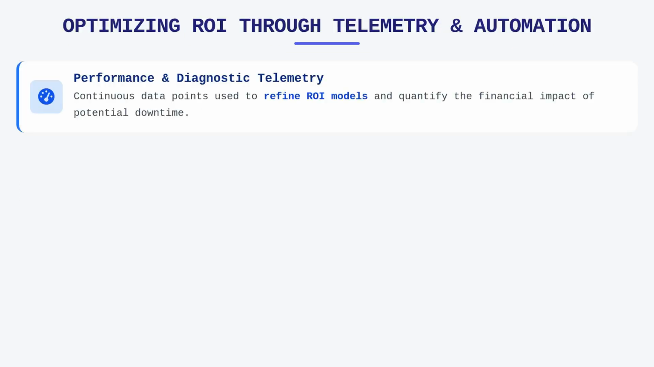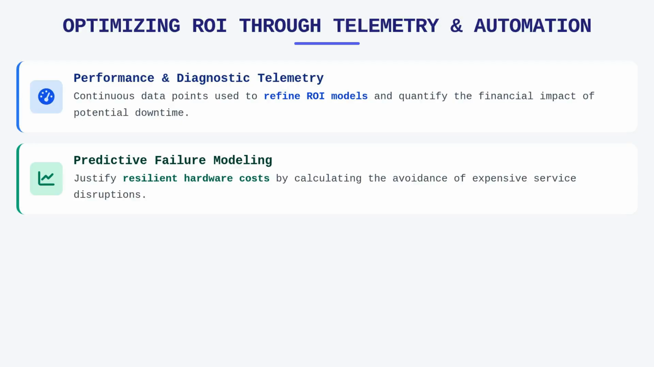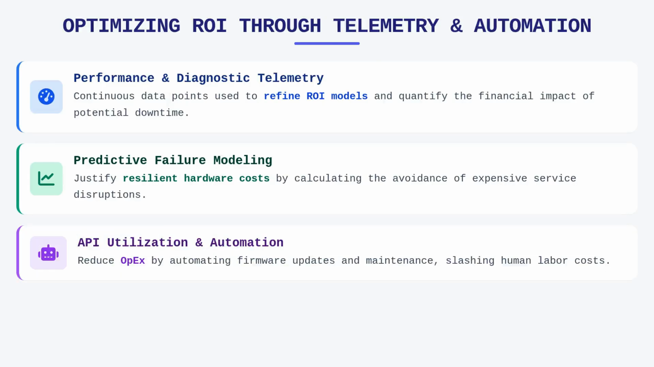Performance tuning and diagnostic telemetry provide the data points necessary to refine your ROI models over time. Predictive failure modeling within the HPE ecosystem enables you to quantify the financial impact of downtime, which is a critical variable in any enterprise deployment assessment. When you integrate these findings into your financial reports, you justify the initial higher costs of resilient hardware through the avoidance of expensive service disruptions. Additionally, the role of API utilization in automating management tasks should be factored into your operational expenditure reduction.